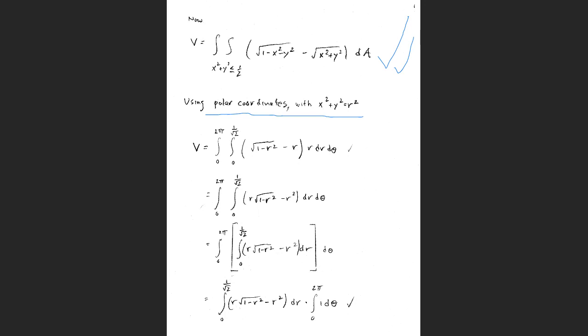So now I'm down to here, and now it's just an integration problem. Now, of course, with the circle of radius 1 over square root of 2, my limits for radius are going to go from 0 to 1 over root 2, and theta is going to go from 0 to 2 pi.